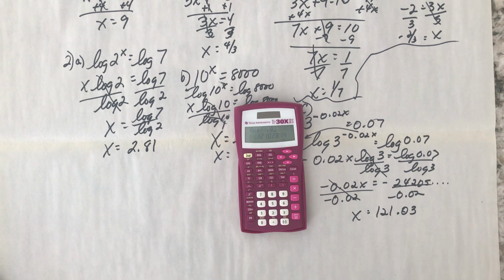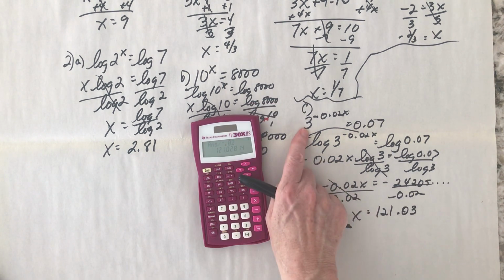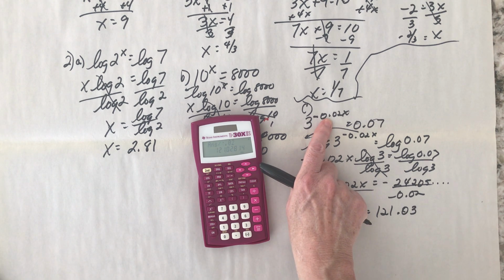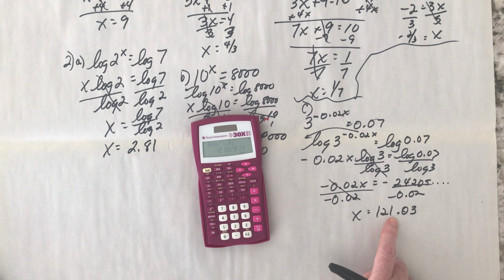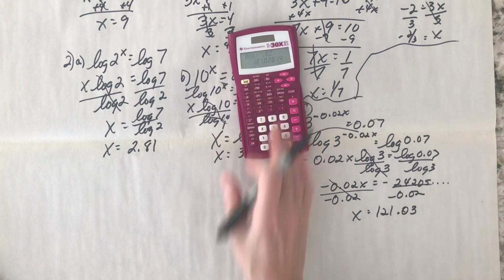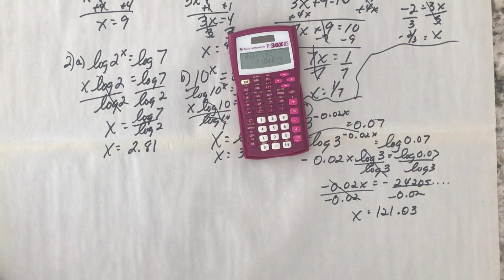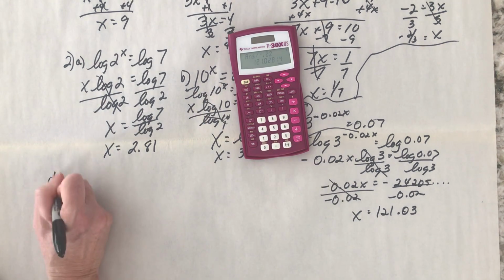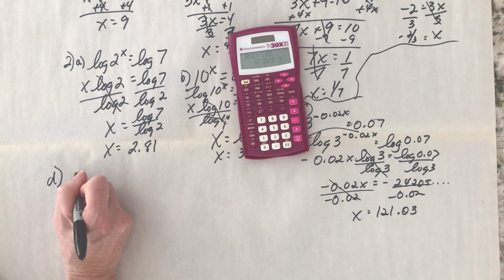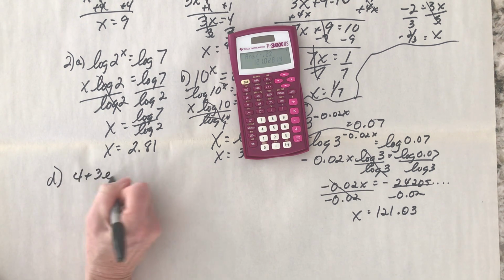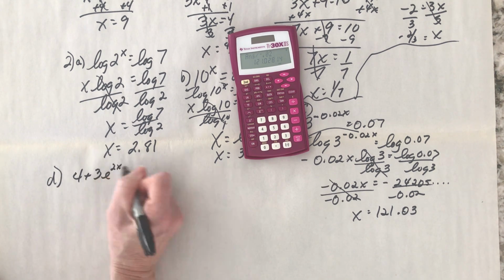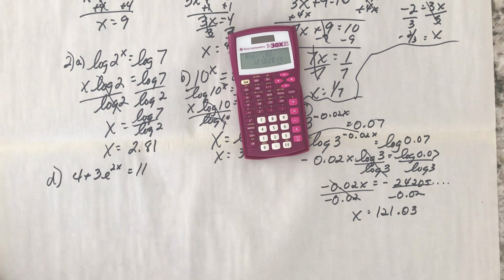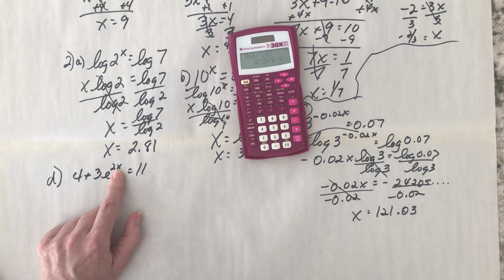121.03. If you were to plug that back in here, 3 to that number, negative 0.02, times 121, you'd get about 0.07. It checks. All right, next, let's look at D in this series of problems. 4 plus 3e raised to the 2x equals 11. We're trying to get x by itself.